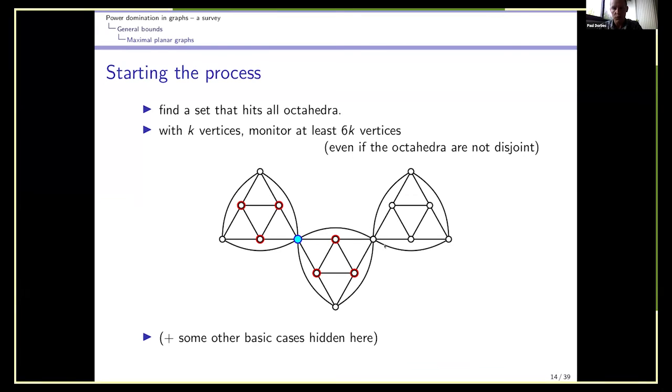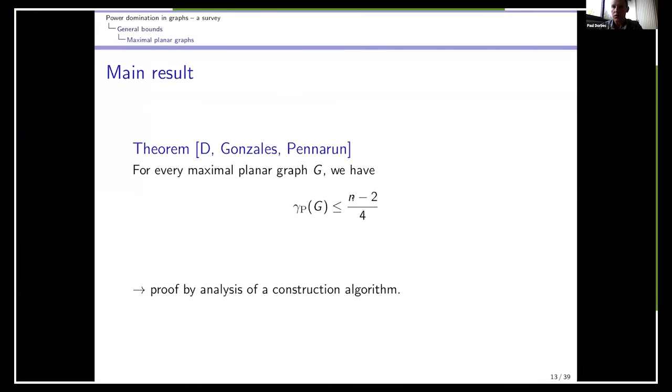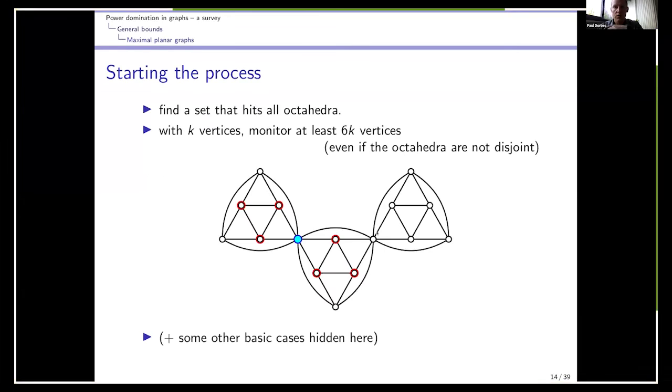This 6k bound is good because for every initial vertex, we dominate 6. If we have just one such set, n is 6 and (n-2)/4 is 4/4, so it's exactly 1. So we are happy: even if there is only one set, if we guarantee that we monitor at least 6 vertices, then we are happy with our bound at the beginning. Okay, so now we've killed all the octahedra, and we've got this set of vertices which will propagate to some part of the graph, and we want to look at what is left once we have monitored all the vertices we can.